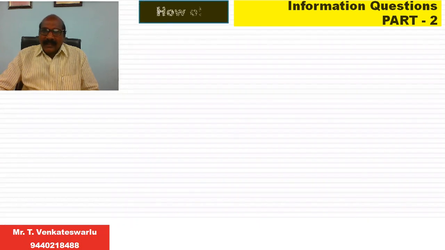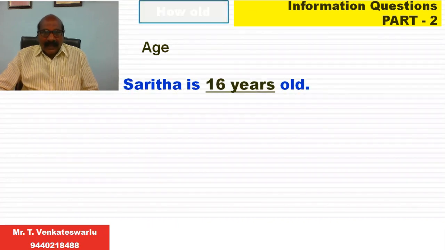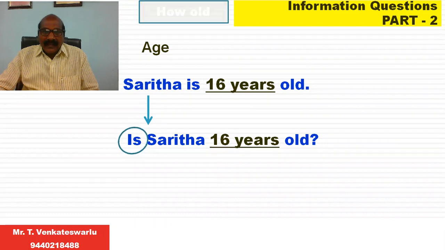Next, another question phrase. How old? This phrase refers to some age. Let us see some examples. Sarita is 16 years old. And to change it into a yes or no type question, we simply invert the subject and the verb. Is Sarita 16 years old?